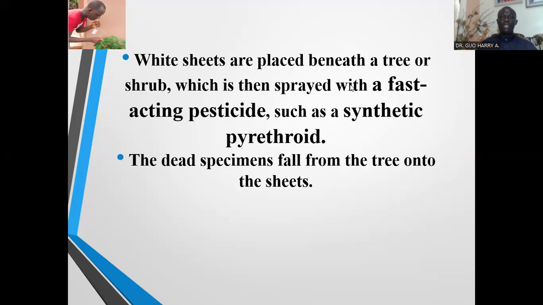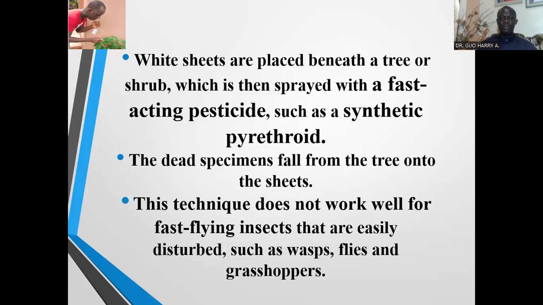How is the knockdown spray being used to collect these insects and arachnids? White sheets are placed beneath a tree or shrub, which is then sprayed with a fast-acting pesticide, such as synthetic pyrethroid. The dead specimens fall from the tree onto the sheet. This technique does not work well for fast-flying insects that are easily disturbed, such as wasps, flies, and grasshoppers.